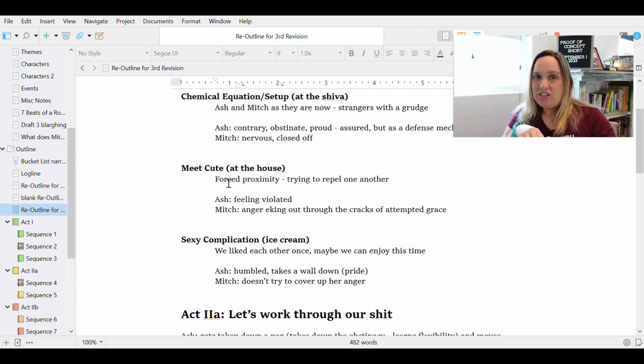And Mitch, before Ash got there, was very free and like, okay, being with herself. But as soon as Ash gets there, she closes off, but doesn't close off in an aggressive way, the way that Ash does. She closes off with this grace and poise and genuine bland politeness.